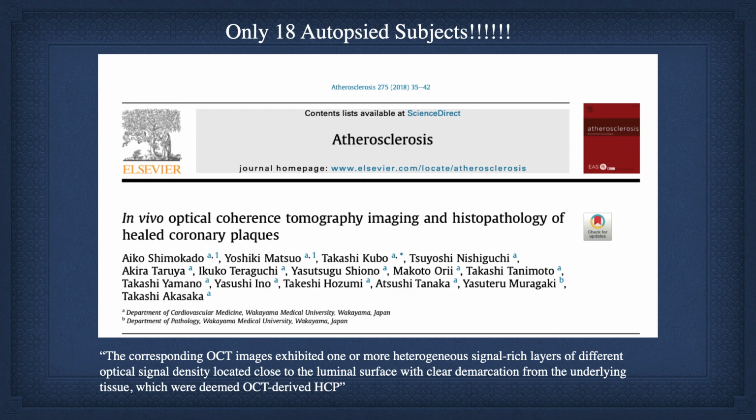And so the concept is that if you see multiple heterogeneous layers, and you can read on the bottom the quote from their paper, and I guess I should read: the corresponding OCT images exhibit one or more homogeneous signal-rich layers of different optical signal located close to the luminal surface with well demarcated from the underlying tissue, which is deemed OCT derived healing plaque, HCP. And so we are going to get to engineering this, and to engineering to solve this problem.